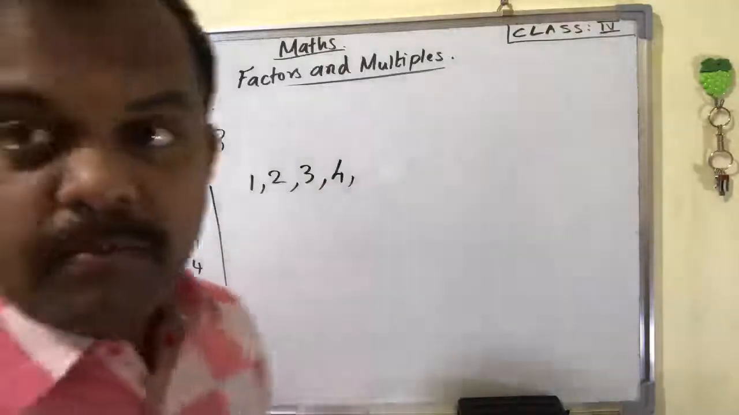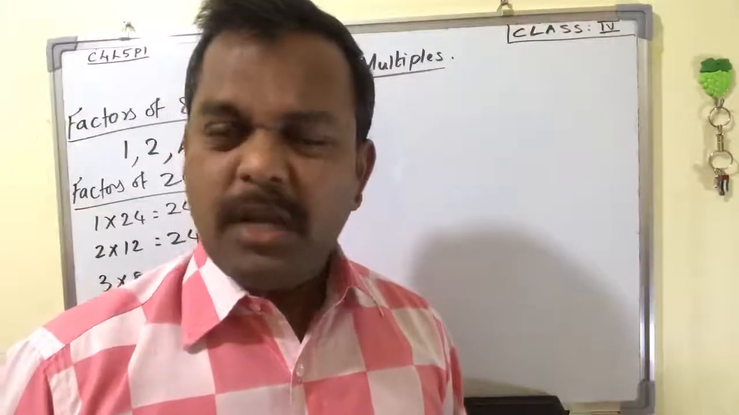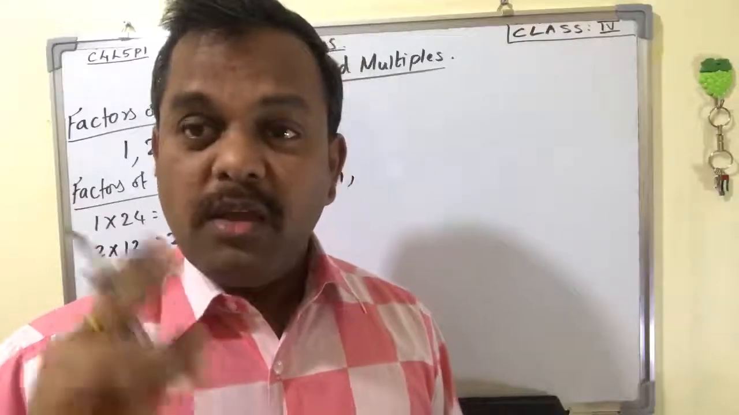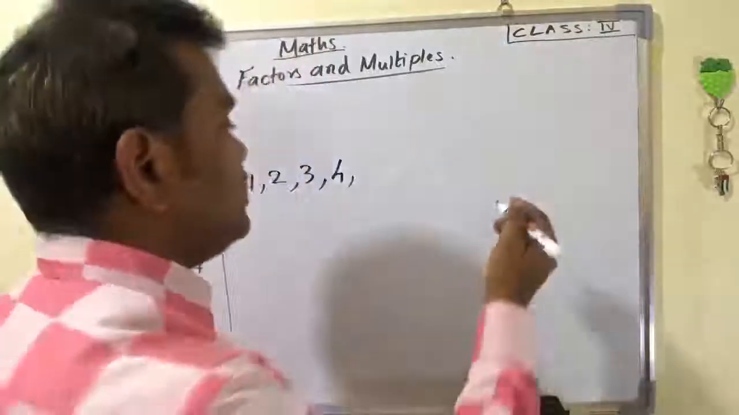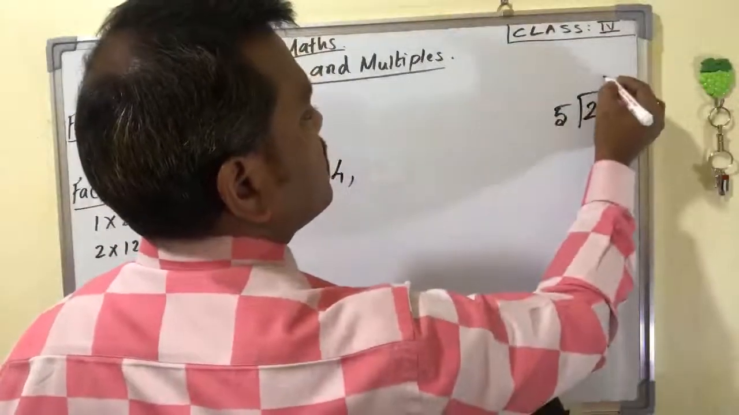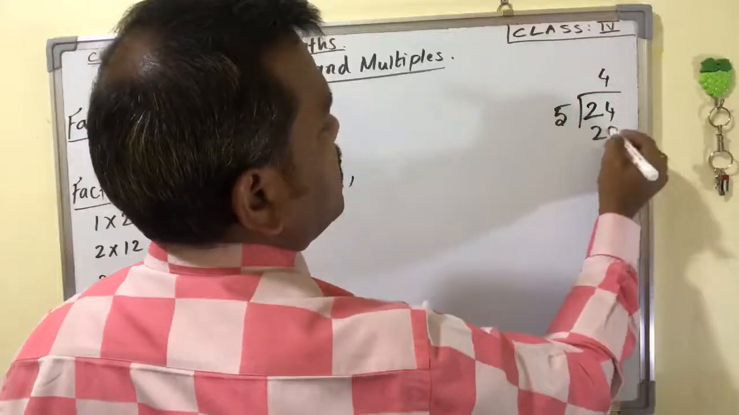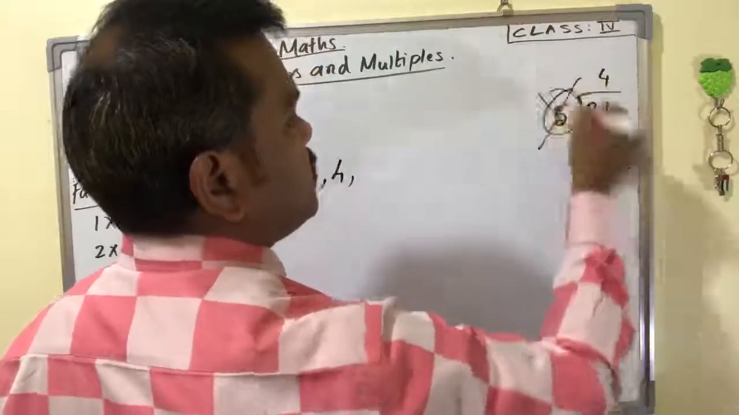Check 5. Table 5, 24 is not coming. Okay, 5 5s are 25. So 5 is not a factor. We can check here, no problem. 24 by 5. 4 5s are 20. Balance 4. Balance is showing. So 5 is not a factor of 24.